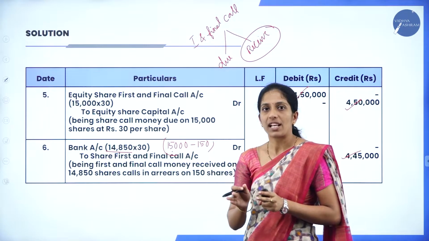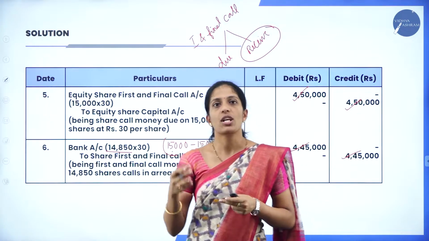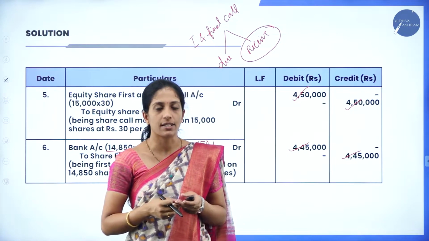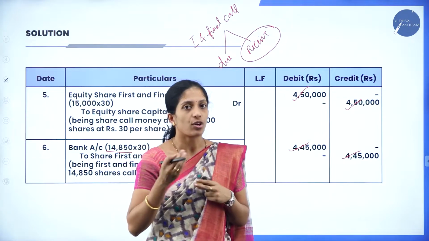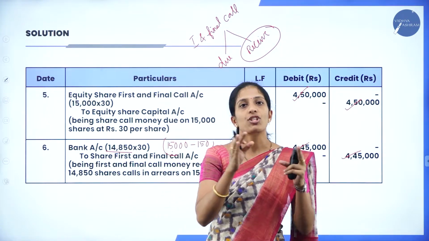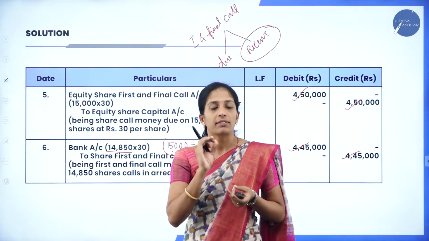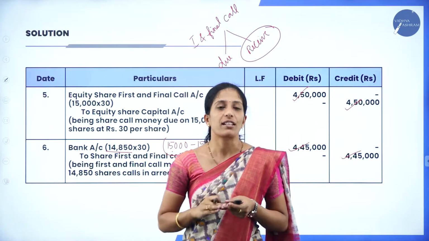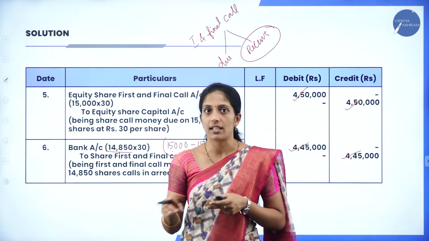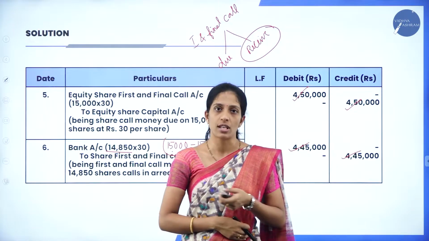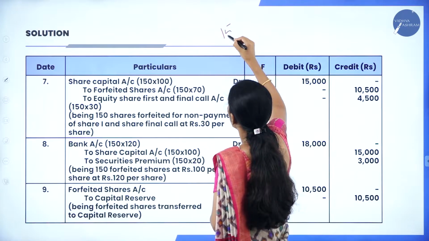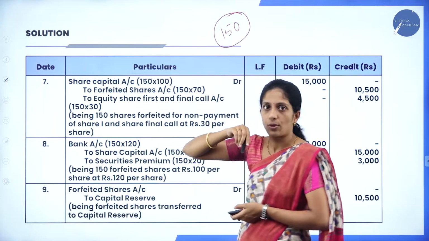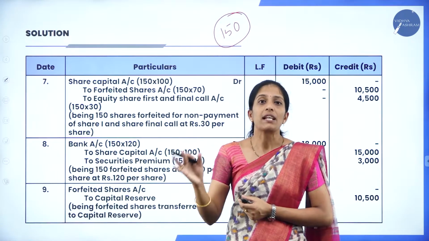Now, we are done with the application stage, allotment stage as well as the first and final call stage. Now coming to the next entry, where 150 shareholders have not paid the call money, so their shares are being forfeited. They have clearly given that those who have not paid the call money, their shares are forfeited. In the sense, they are going to cancel those shares. So 150 shareholders have not paid. Correct? So these 150 shares have to be cancelled.